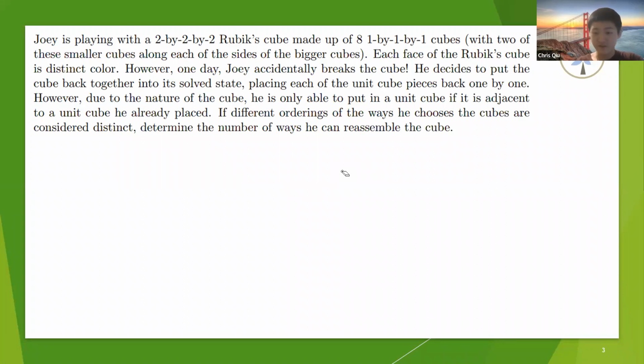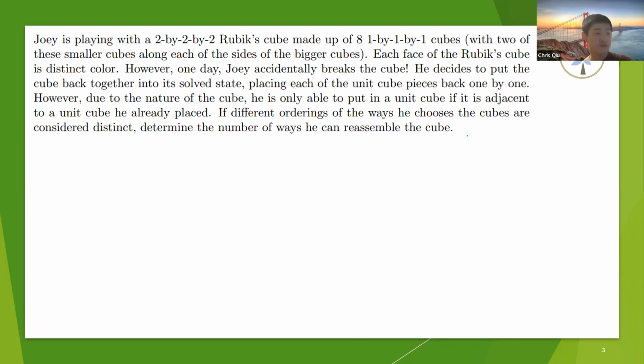All right, I'll be going over the solution in around 30 seconds. Okay, I'll be going over the solution now.